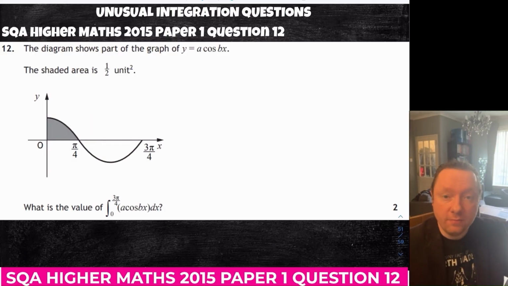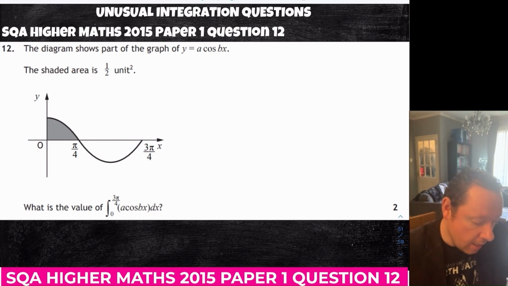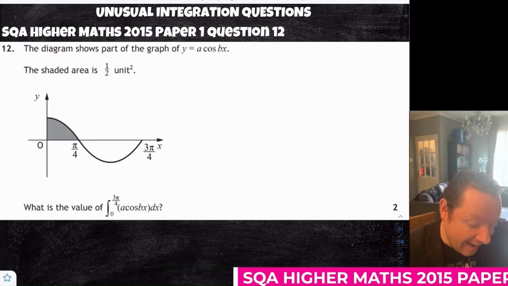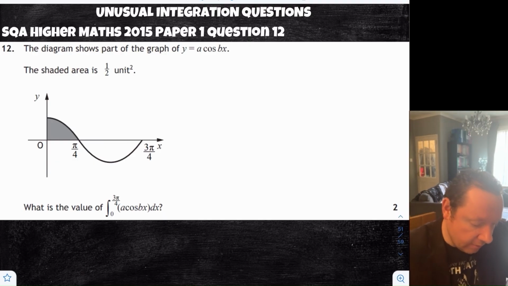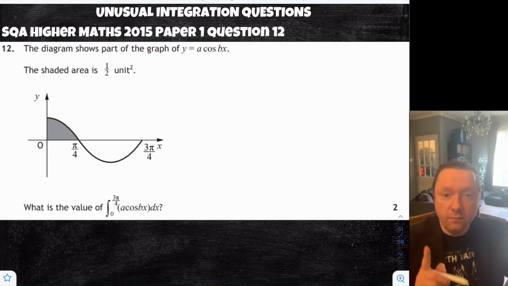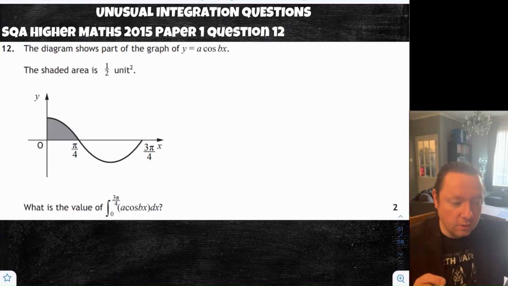Higher Maths 2015, Paper 1, Question 12. Some unusual integration questions or some harder ones. So the diagram shows the graph of y equals a cos bx. The shaded area is a half. So we know that this is a half. What is the value of the integral between 0 and 3 pi over 4? This is checking if you understand graphs and also understand the symmetry in a sine graph.